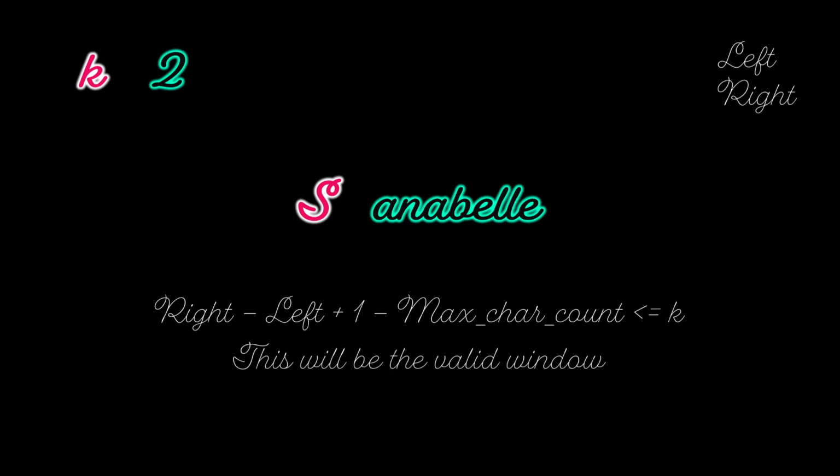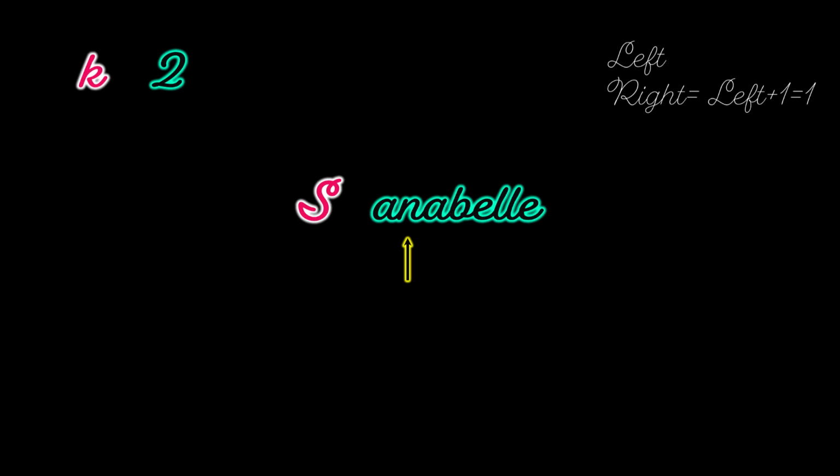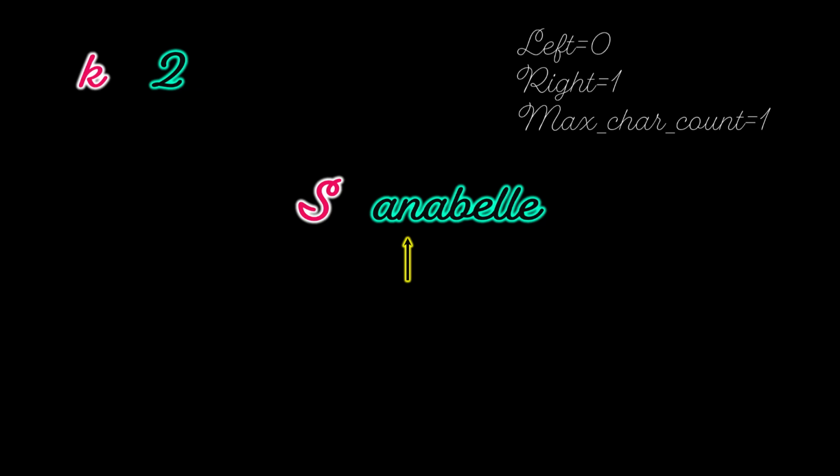We start with A, max character count becomes 1, then right is n, max character count is still 1, and the window size is 1 minus 0 plus 1 minus 1, which is less than k. So yes, that's a valid window, and the max length will be 2. We are also keeping track of that, the max length.